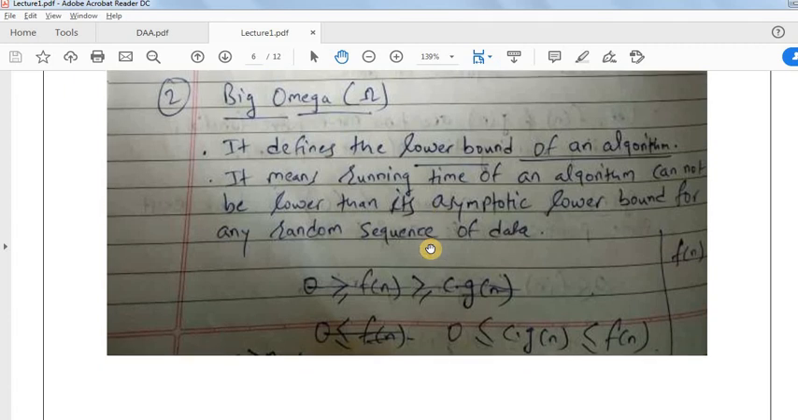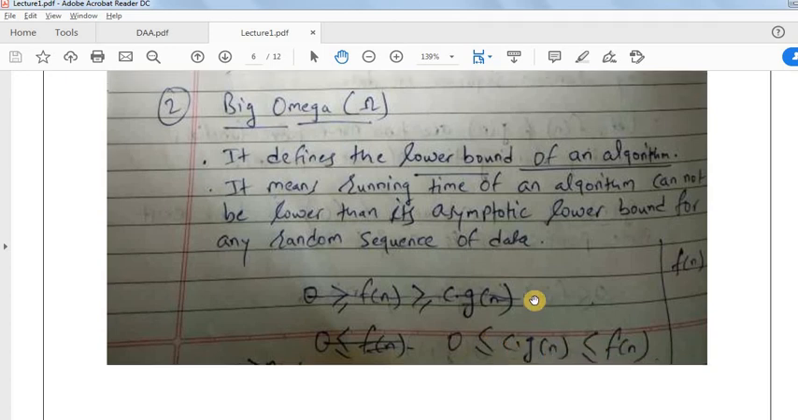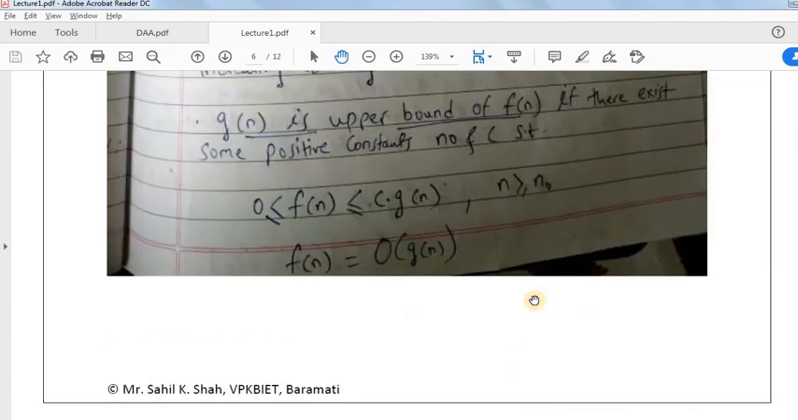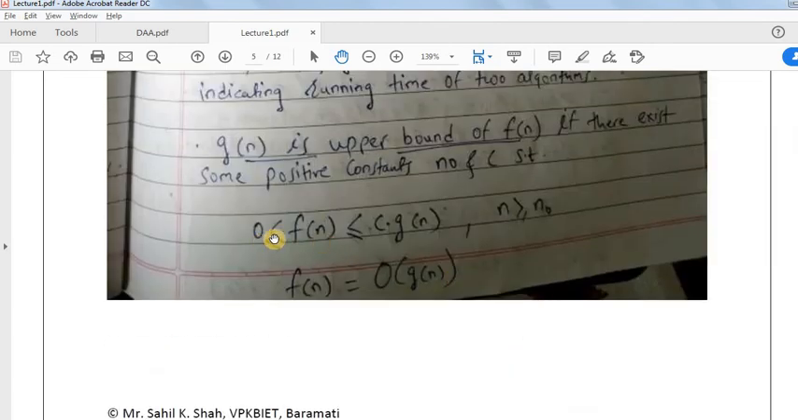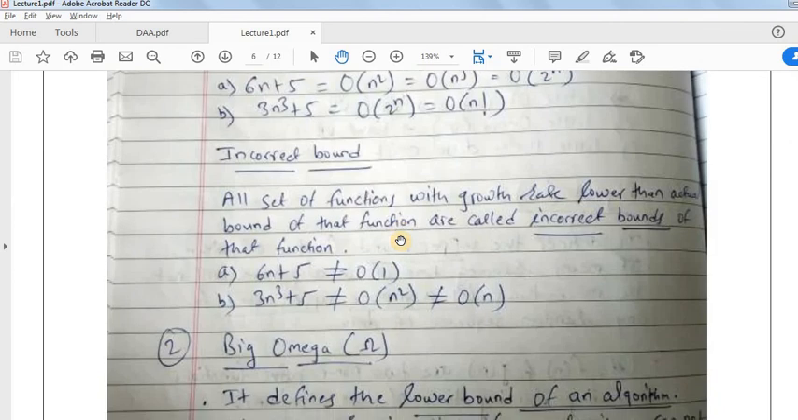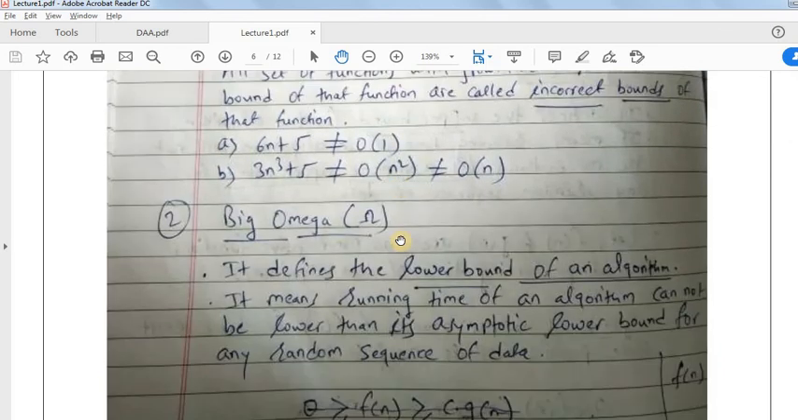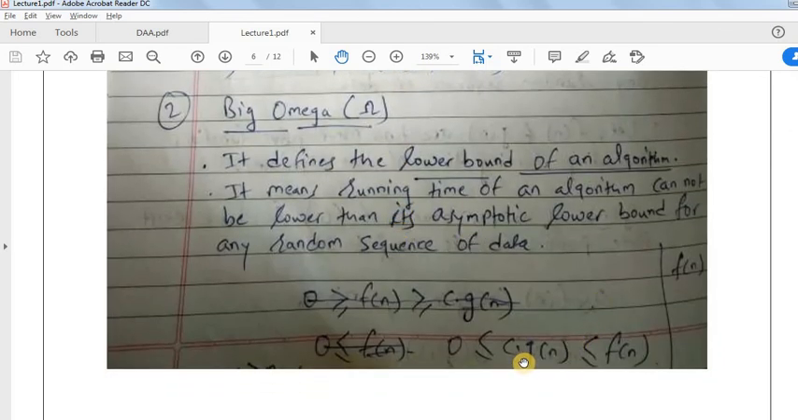The equation for this is given like 0 less than or equal to c g of n less than or equal to f of n. Remember, in the earlier case we had a notion that f of n was lying between 0 and c of g of n. That g of n was giving us the upper value. Now the c of g of n is giving us the lowest possible limit. It is denoted using the symbol f of n is equal to omega g of n. G of n is smaller than f of n.